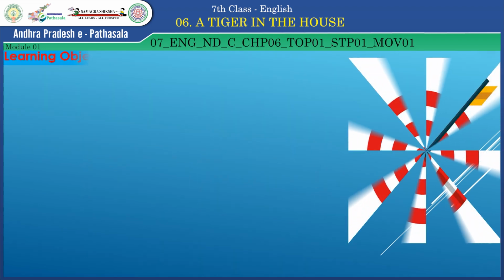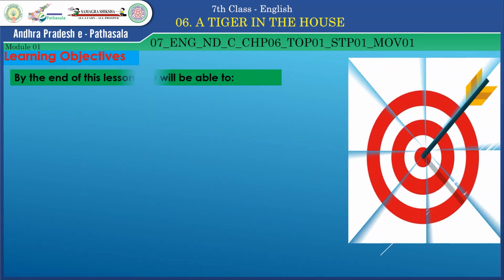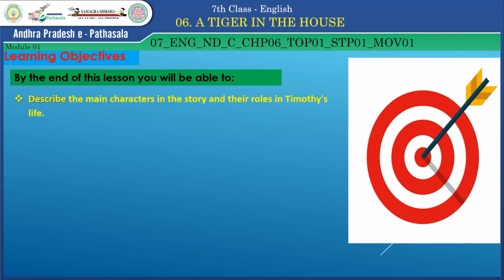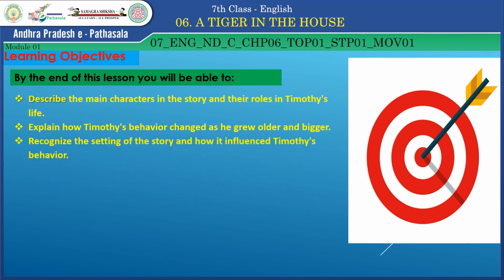Now, see the learning objectives of the lesson A Tiger in the House. By the end of this lesson, you will be able to describe the main characters in the story and their roles in Timothy's life. Explain how Timothy's behavior changed as he grew older and bigger. Recognize the setting of the story and how it influenced Timothy's behavior. Summarize the main events in the story and identify the turning point.